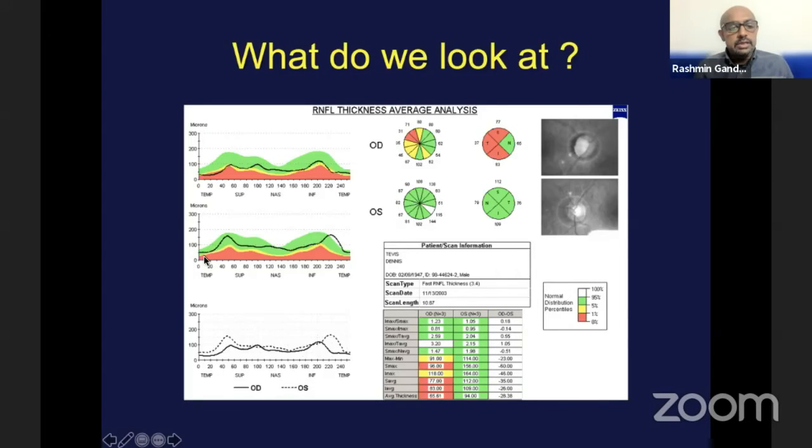And here you can see the graph of the right eye, which is going down, in the left eye and the right eye. You find that in the corresponding areas, the graph is going down into the red and the yellow zone, telling you that there is thinning of average RNFL. So that's how you look at it.